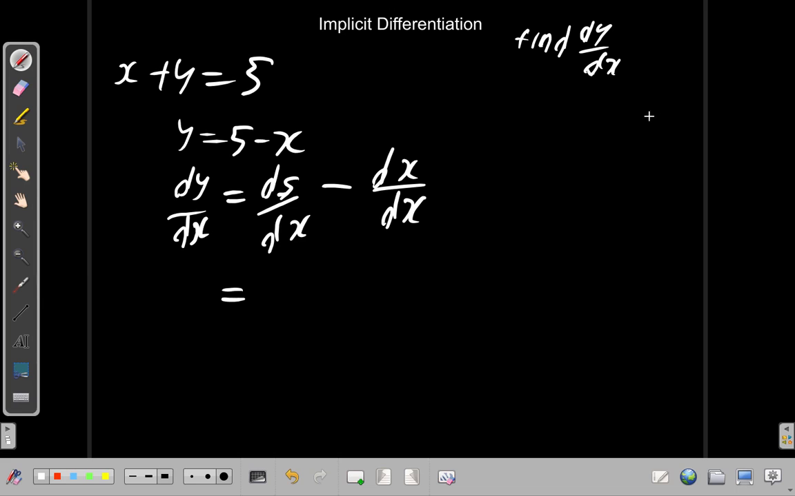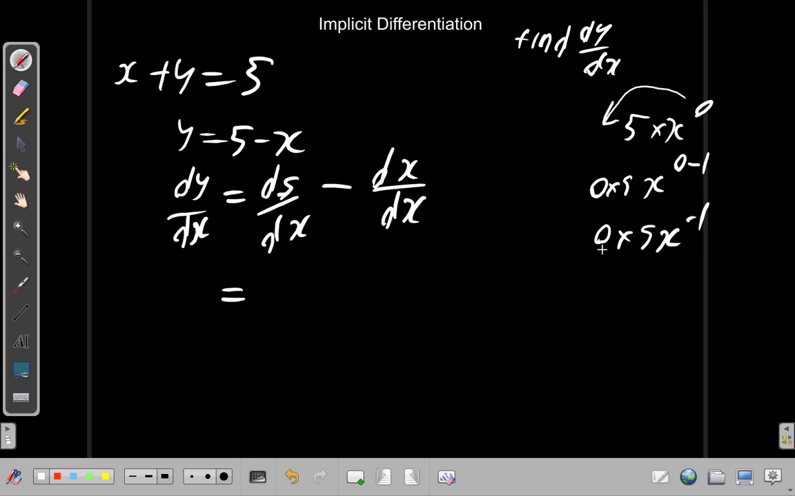Remember, that's based on the power rule. 5 means 5x to the 0. In fact, 5 means 5 by 1, but if you want to show the x in it, 1 is the same thing as x to the 0. And when you differentiate using the power rule, you bring down the 0 in front and multiply, so 0 times 5x to the, and you subtract 1 from the old power to get the new power. So you have 0 times 5x to the negative 1. But 0 times any number gives 0. So this part is 0.